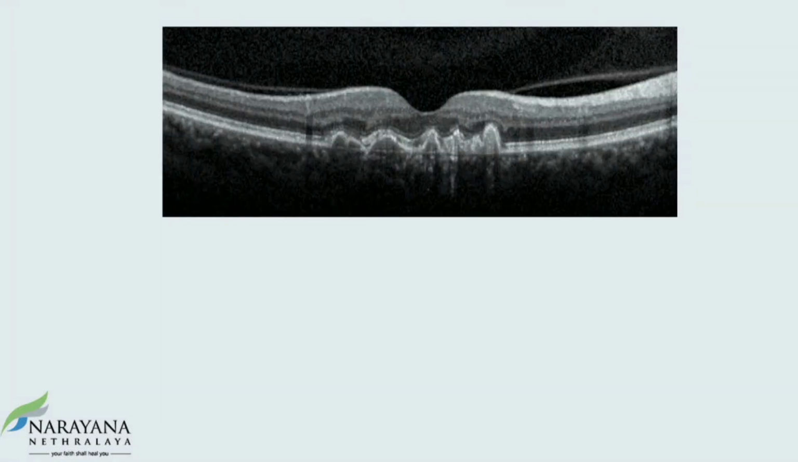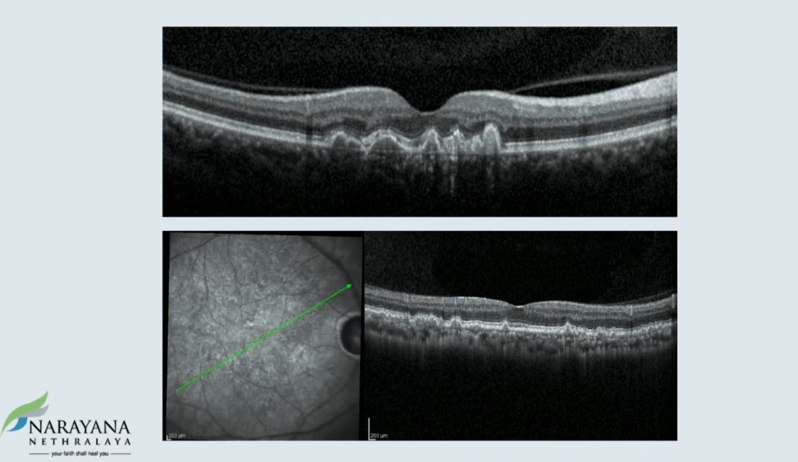Now next, what is this? Drusen. So what could be the diagnosis? What type of ARMD? Dry AMD. So this is another patient with a similar picture here.